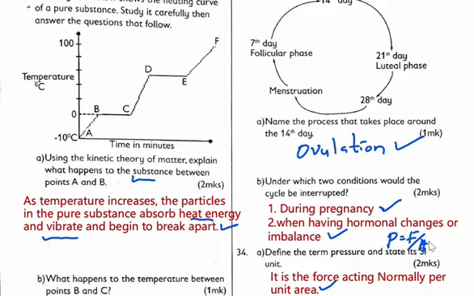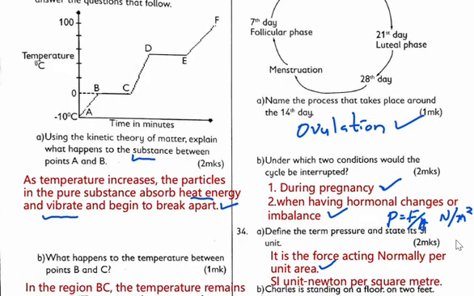And then as a unit, we know that the SI unit of force is Newton. Per means over. And the SI unit of area is meter square. So the SI unit is Newton per square meter, symbol N over m squared. So the SI unit is Newton per square meter. So we get those 2 marks.